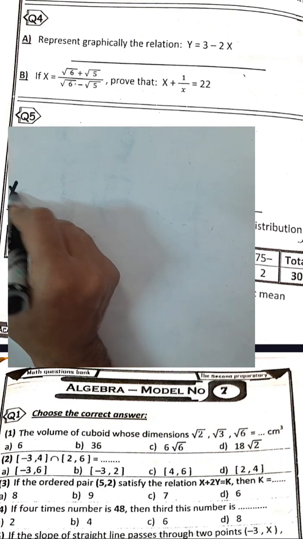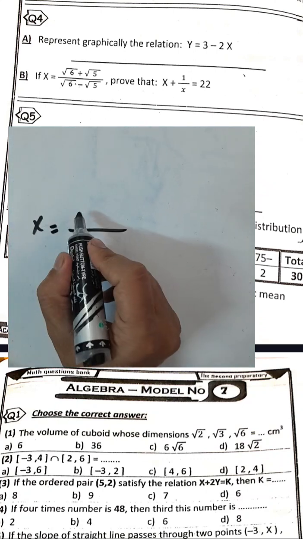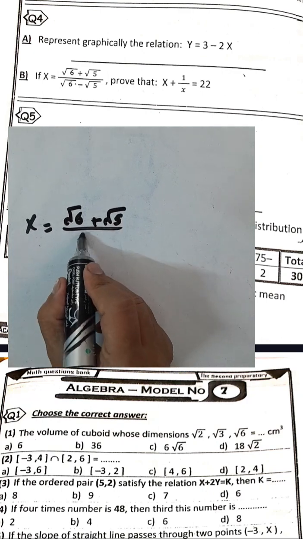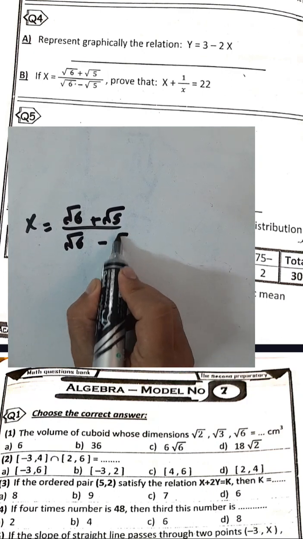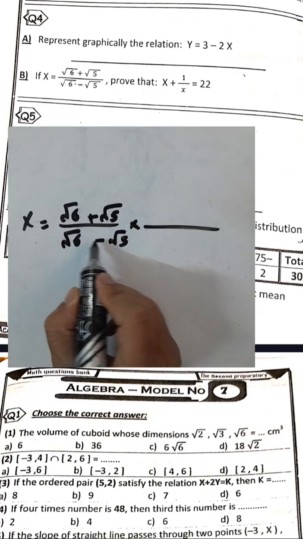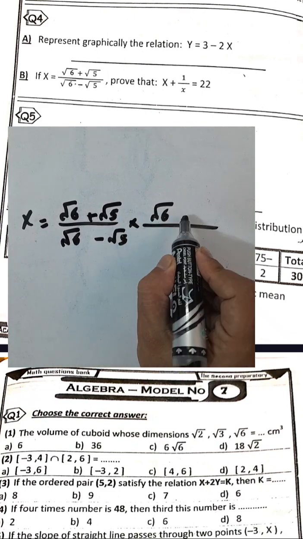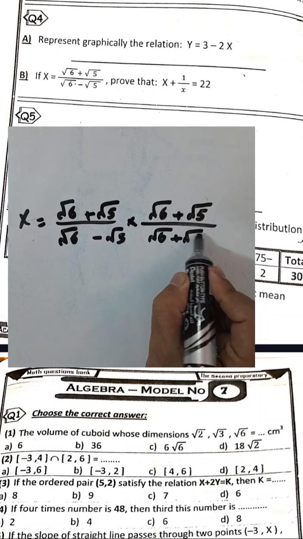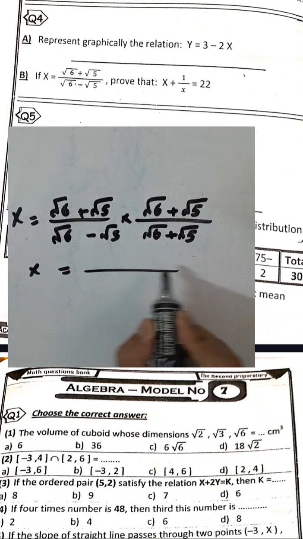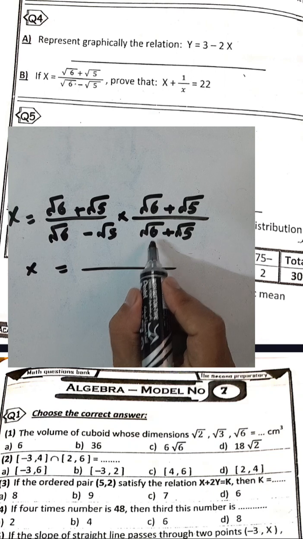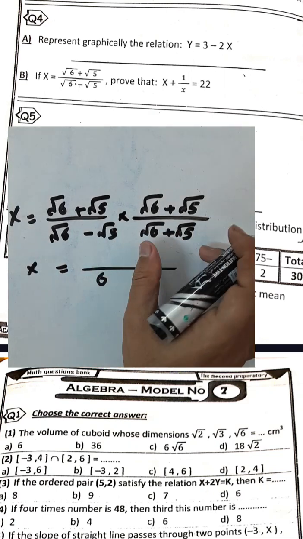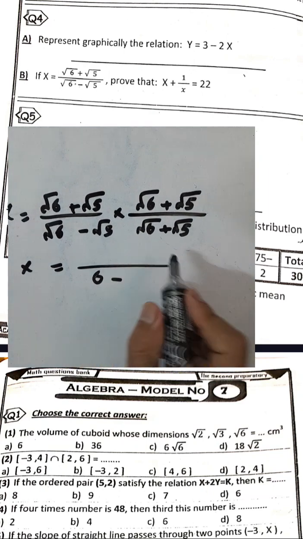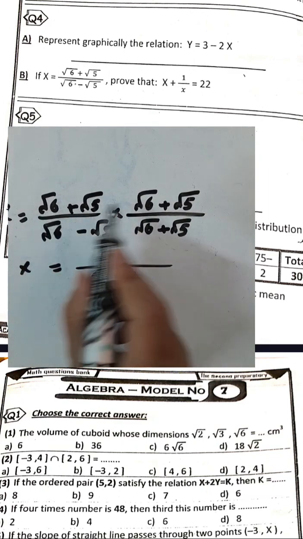We have x equal root 6 plus root 5 over root 6 minus root 5. Multiply by the conjugate of the denominator, root 6 plus root 5, and here root 6 plus root 5. Then the value of x, root 6 times root 6 equals 6, because we have two conjugates in the denominator. The product between them: first by first, subtract second by second. And here root 6 times root 6 equals 6.